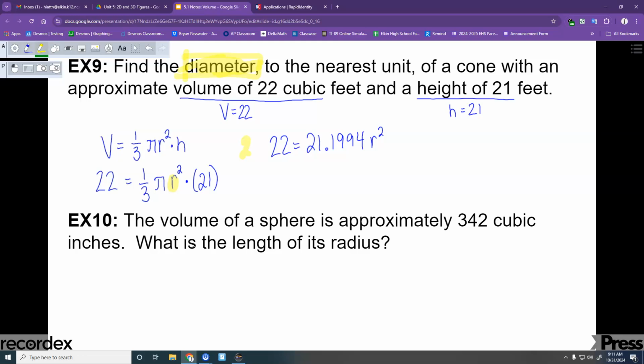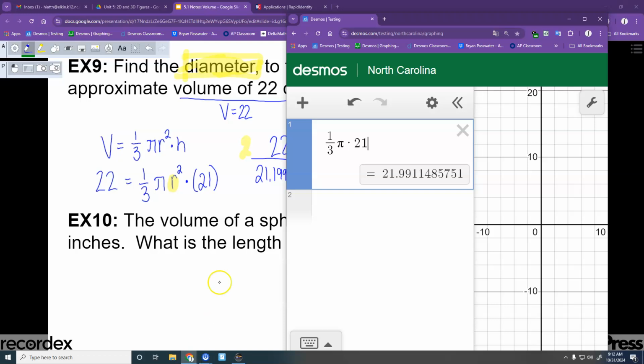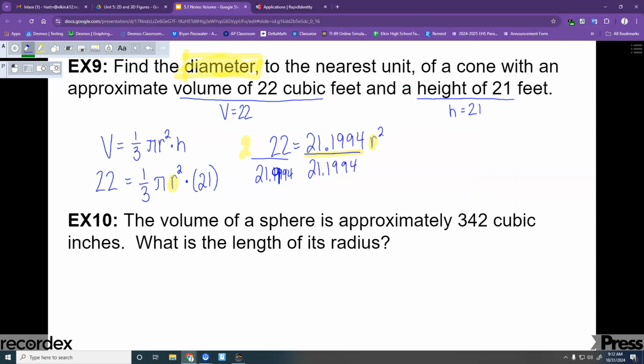Okay, so if I'm trying to solve for r, what should I do next? All right, what do I get rid of first, the square or the 21.99? 21.99. It's like the opposite of your order of operations. So you're going to divide this off. I may have written that wrong. There's no 1 right there. It's just 21.99114. Wrote that wrong. Okay.